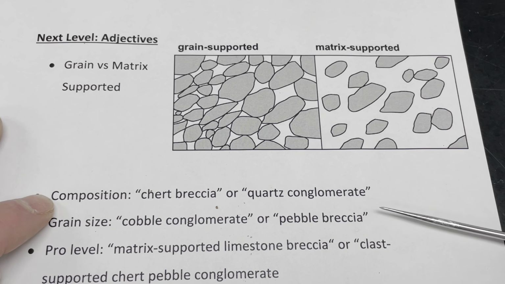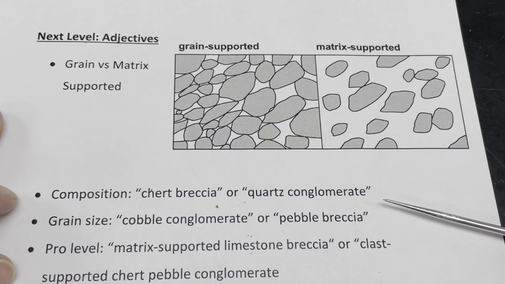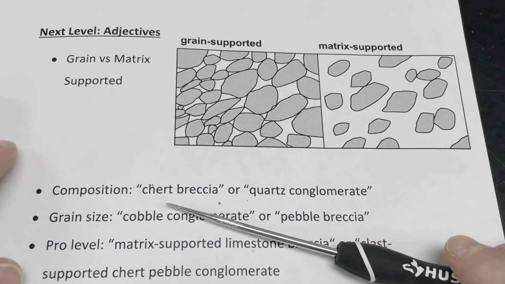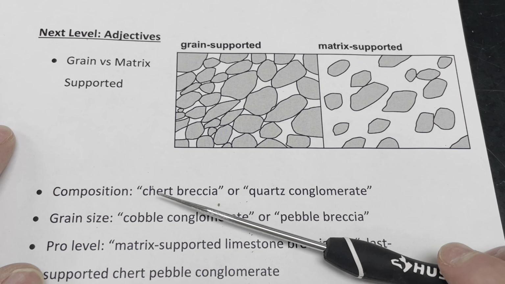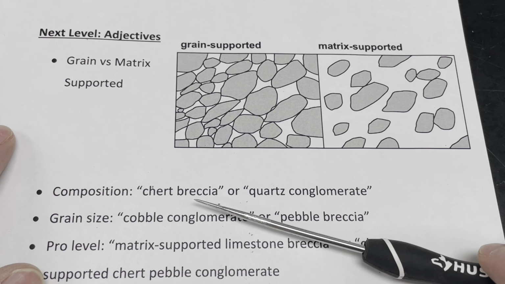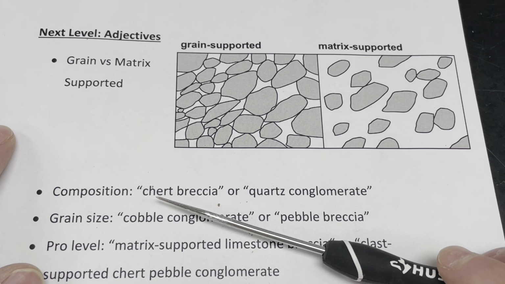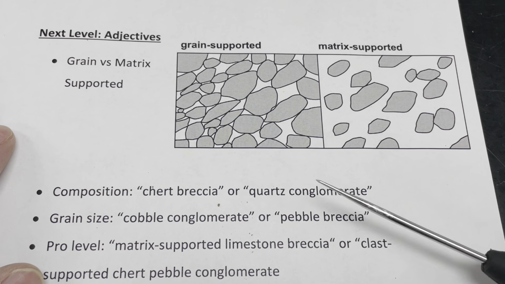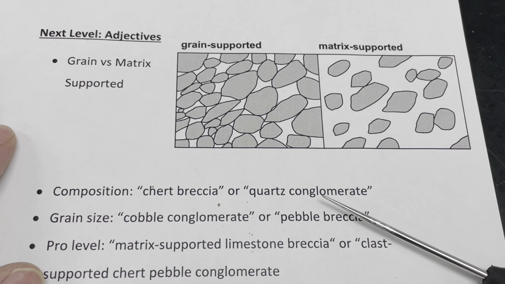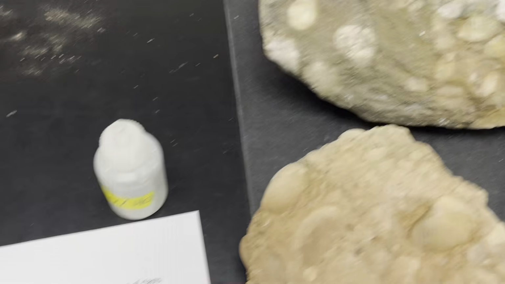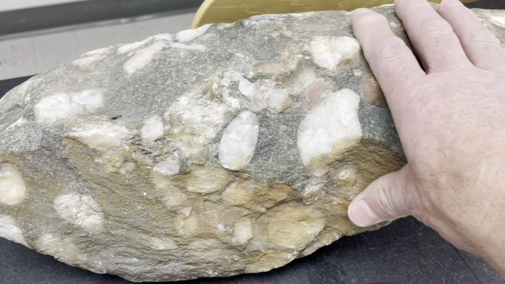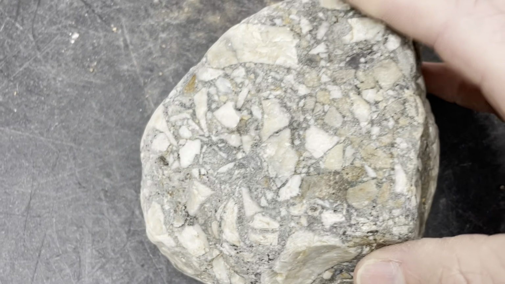Another adjective you could add to your rock is the composition. If the rock is dominated by one specific rock type in terms of the composition of the particles, you can throw that in front of the rock name to be a little more descriptive. So a chert breccia or a quartz conglomerate, right? Conglomerate would be gravel-sized particles, mostly rounded, but all those particles are mainly quartz. So this rock over here, I'd feel comfortable calling a quartz conglomerate. Or this one here looks like it's mostly quartz. I'd call this a quartz breccia, okay?